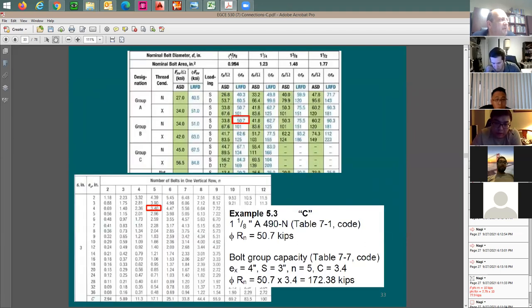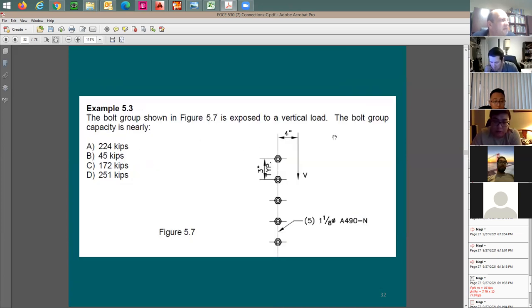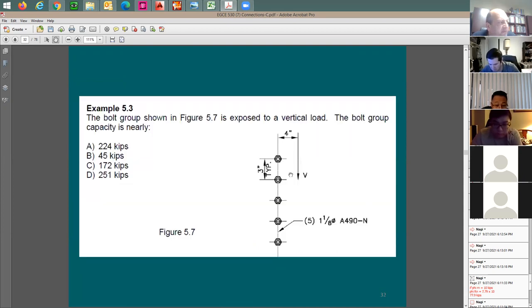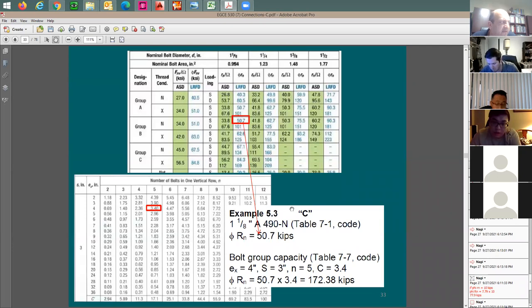I'm looking here at 1 1/8 inch, group B, because it's A490. It says 490, N, which is group B, N. This is single shear, and for 1 1/8 inch it's 50.7. So each bolt has 50.7 as a capacity. How many bolts do I have? I said I have 5 bolts. Can I just take 5 multiplied by 50.7? I'm going to say no, because the effective number of bolts is going to be less than 5.